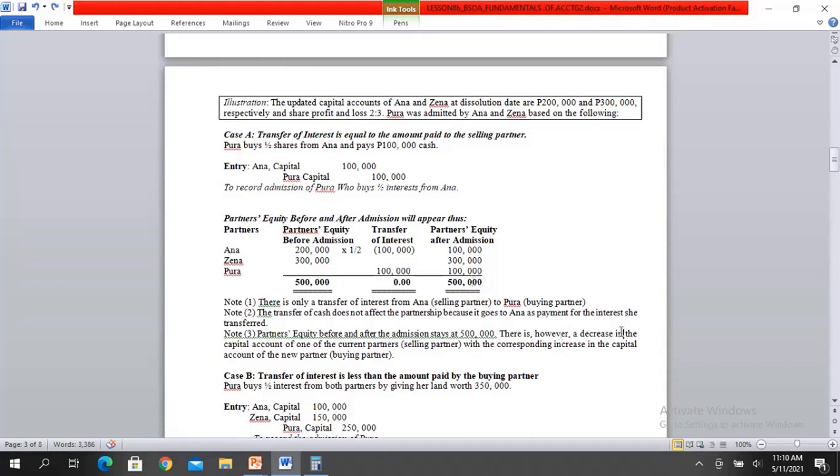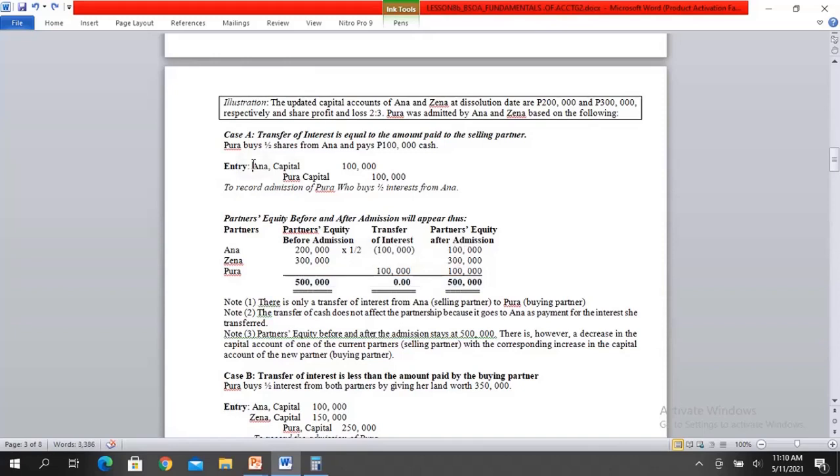There is, however, a decrease in the capital account of the current partners, the selling partner, with the corresponding increase in the account of the new partner, the buying partner. So, ang nagbago lang dito is yung capital account or yung partner's equity ni selling partner ni Ana at saka yung partner's equity ni buying partner na si Pura. Sa total, walang nagbago. Ayan. So, tingnan natin yung entry.